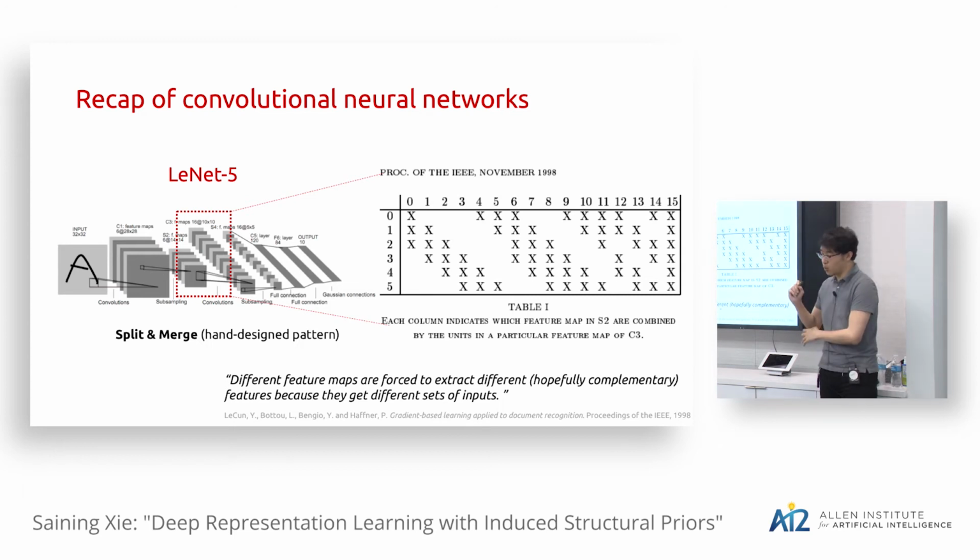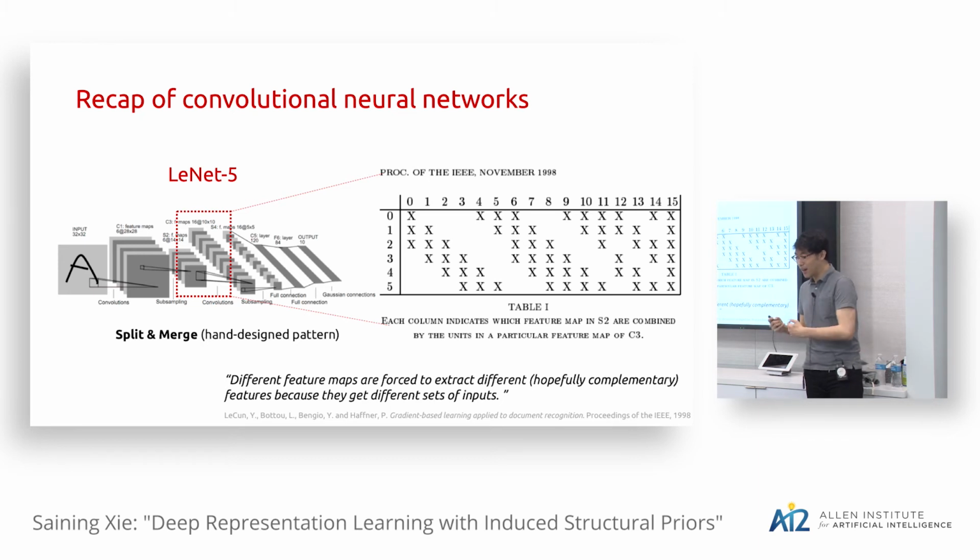Let me explain. The rows and the columns here are the channels from those two layers. If there's a cross, it means there is a connection between those channels. If it's blank, there's no connection at all. So this is really a sparse connectivity pattern, but it was handcrafted by Yann LeCun.